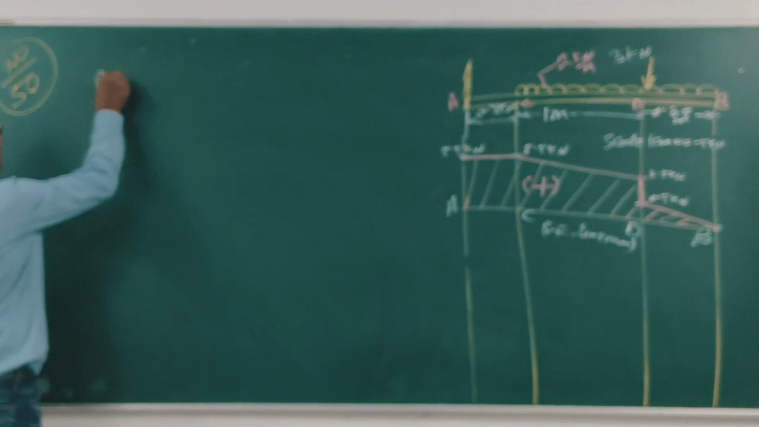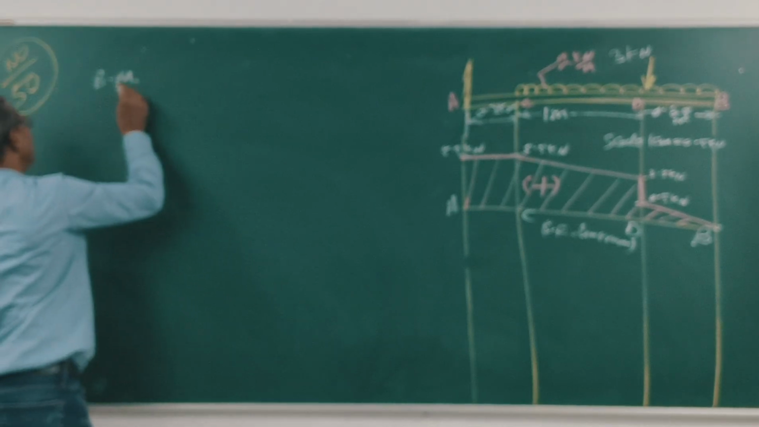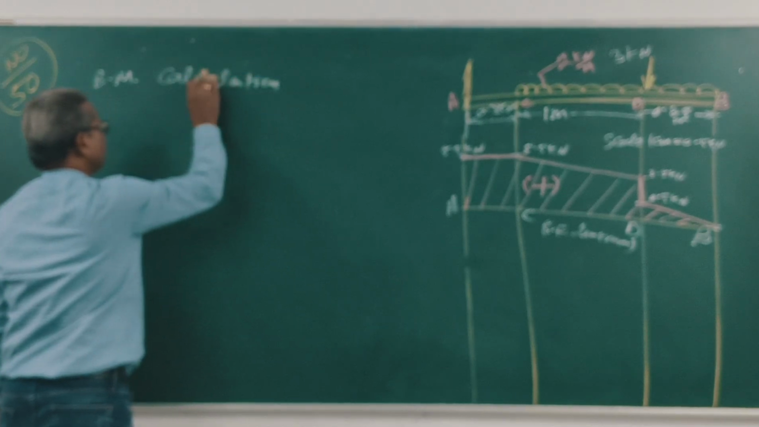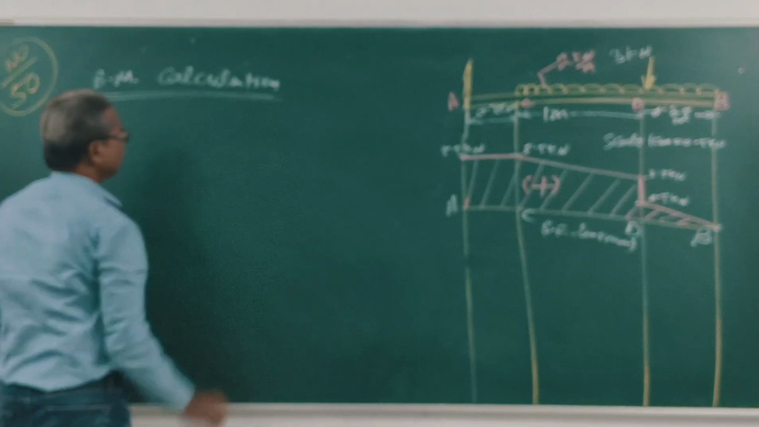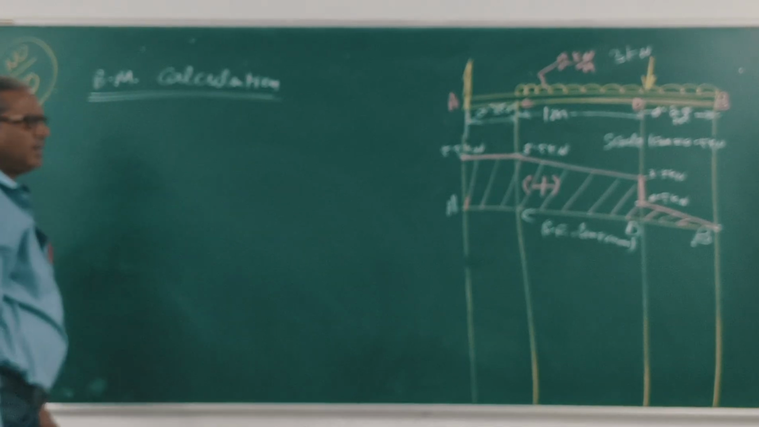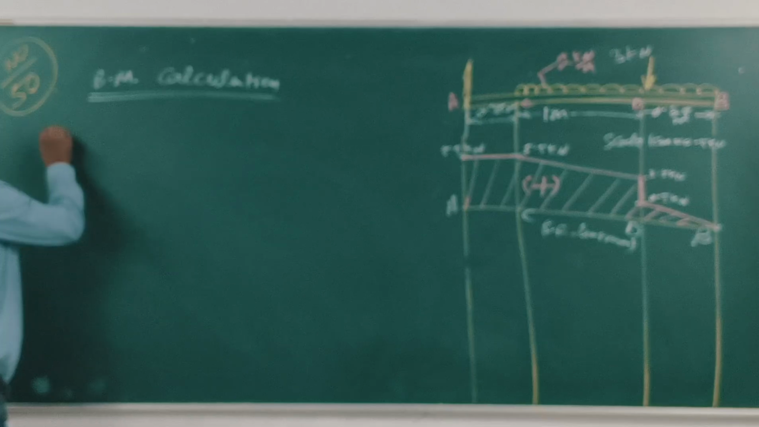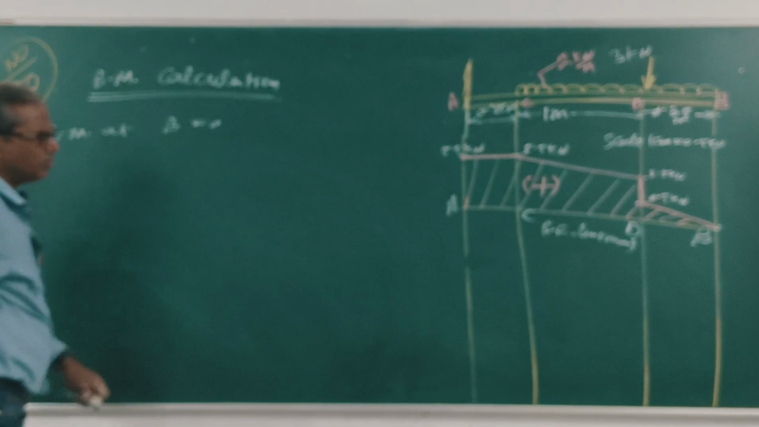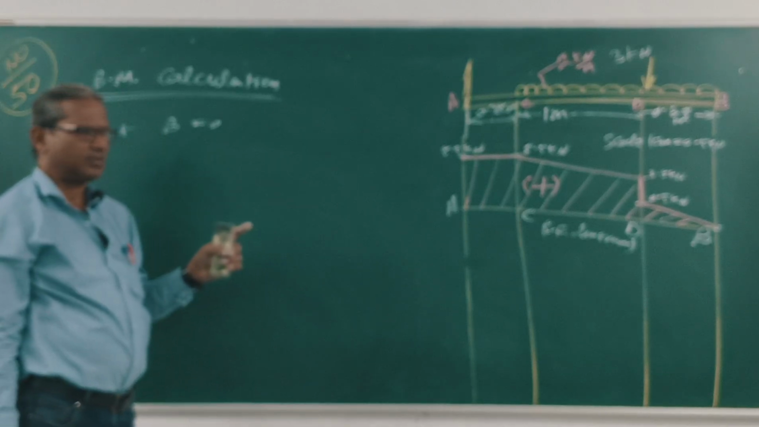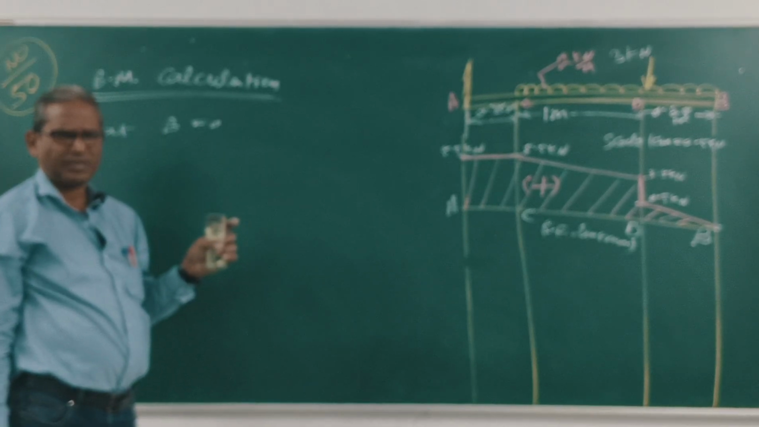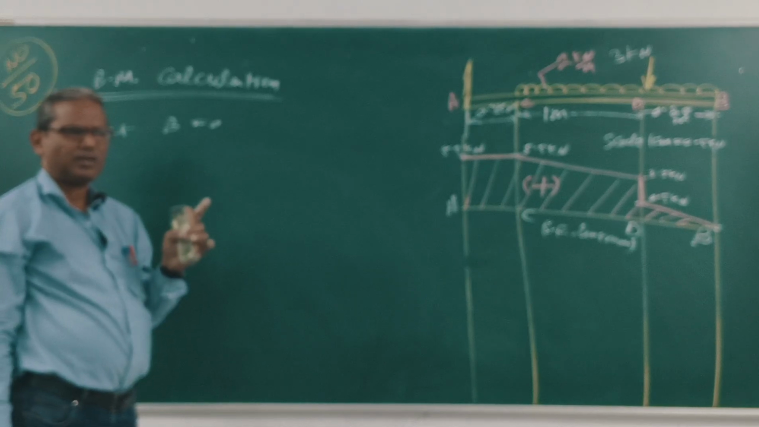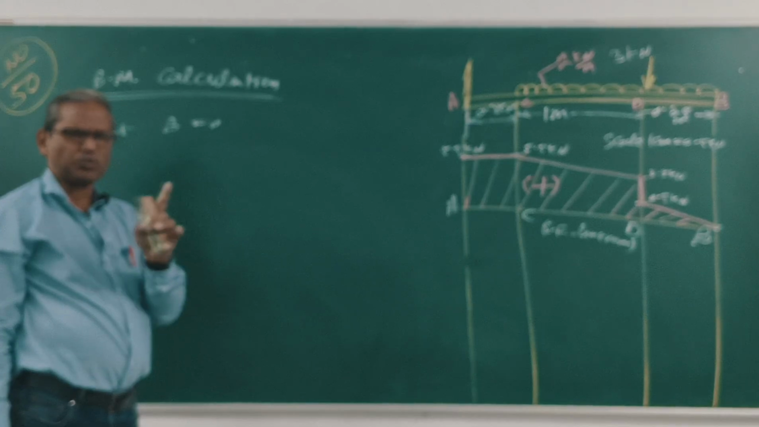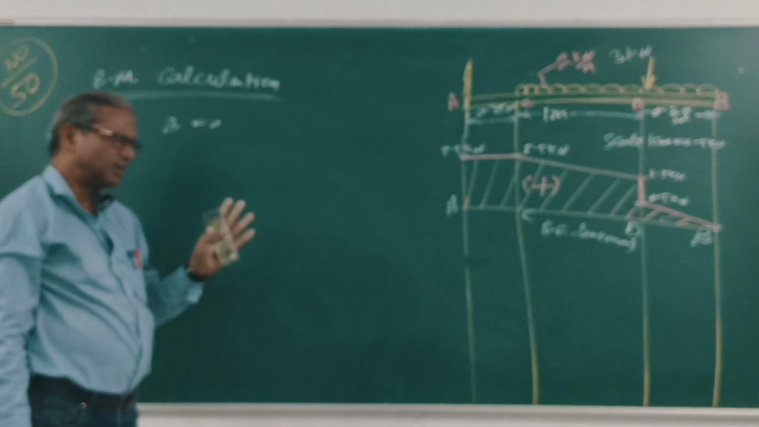BM calculation. Clear? At B, the bending moment is 0, because we start from B. From design point we already know that the bending moment at the free end of a cantilever beam is 0, and the bending moment at the supports of a simply supported beam is 0. Right? Now bending moment at D.